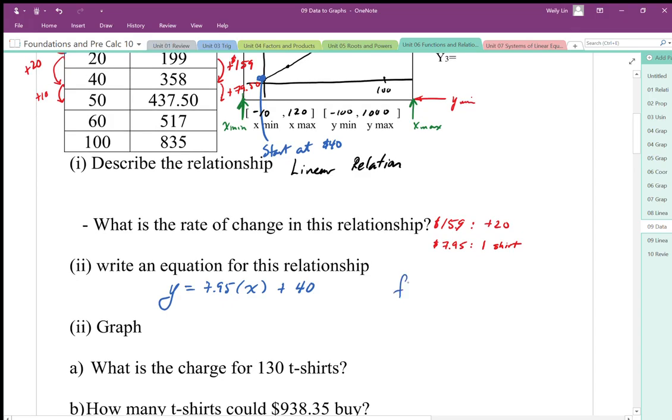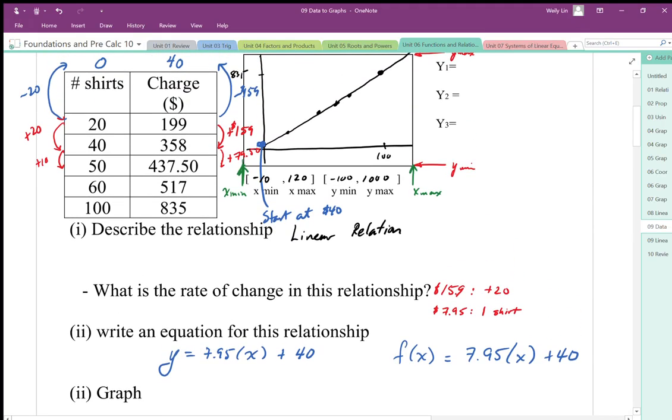Writing it in function notation, I get f of x is equal to, if I input my number of shirts, I'm going to get an output of my charge. And there's what my graph is going to look like.